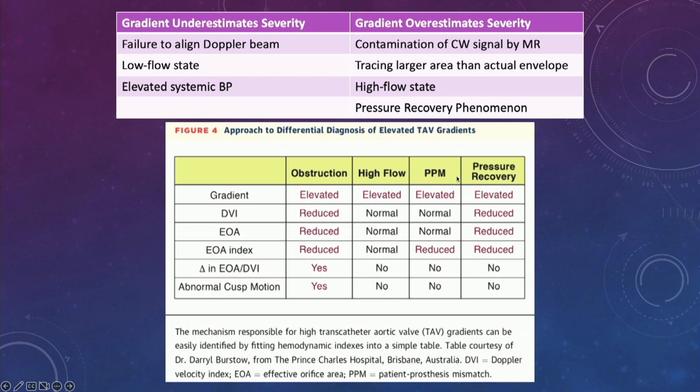In patient prosthesis mismatch, the gradient's high, the effective orifice area index is low, and everything else is going to be normal. Pressure recovery, we already went through the different parameters, and we're going to have no change in the cusp motion. We're not going to have a change from baseline in terms of ratio of area to DVI.